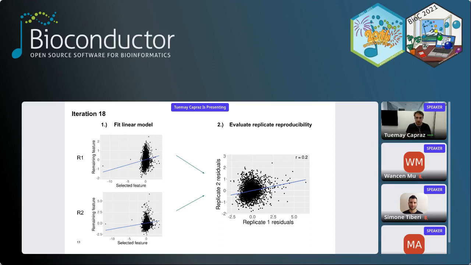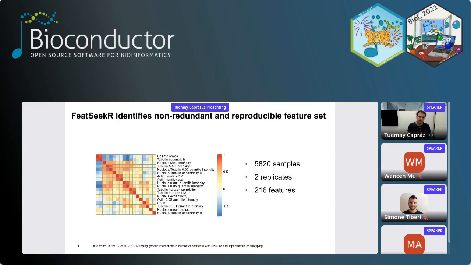And this is how the whole correlation matrix of the selected features looks. These were selected from around 6,000 samples, two replicates, and 216 features in total. And as a starting point, we use the count feature because we assume that the cell counts should have some biological meaning.